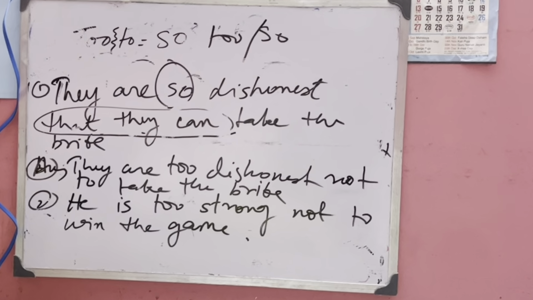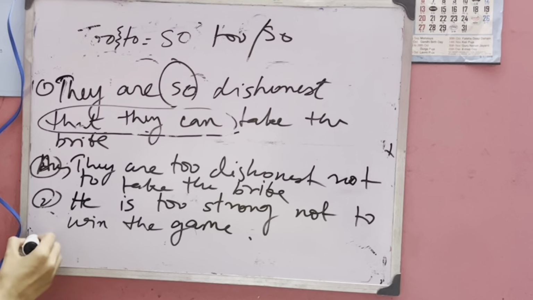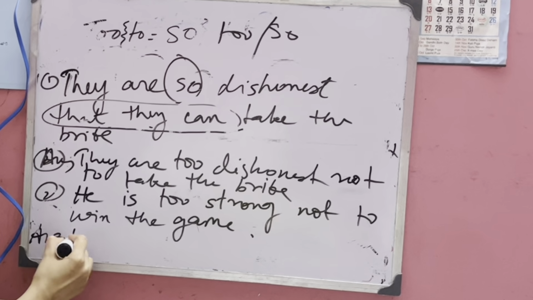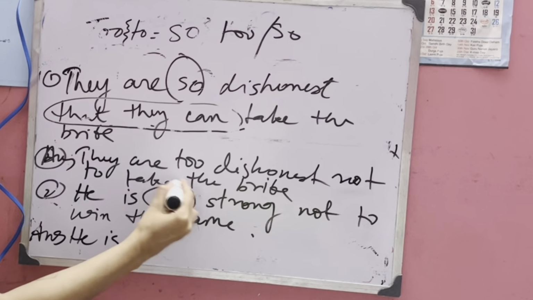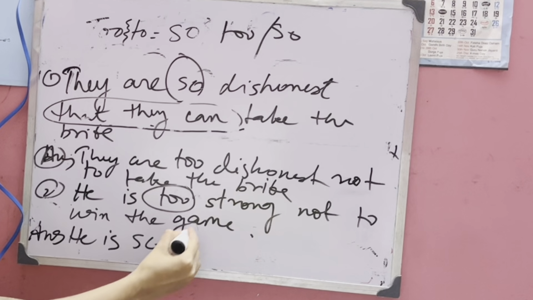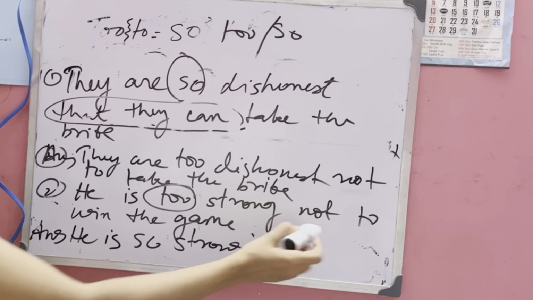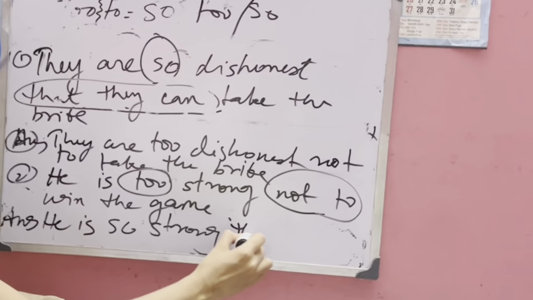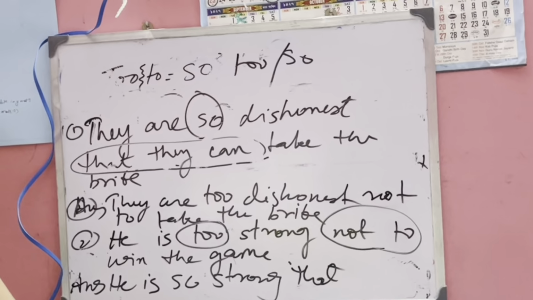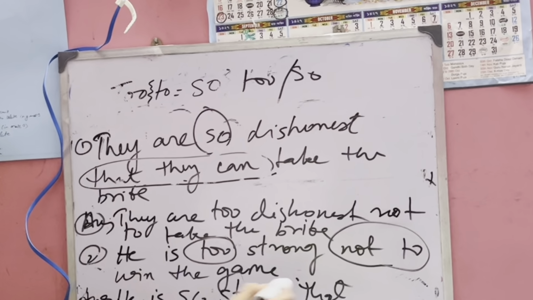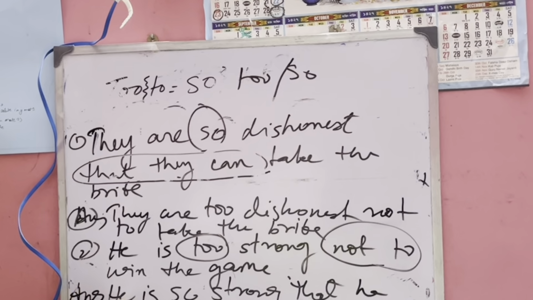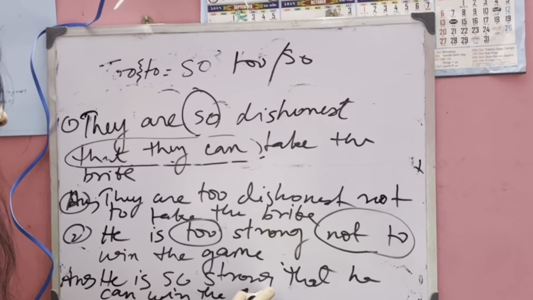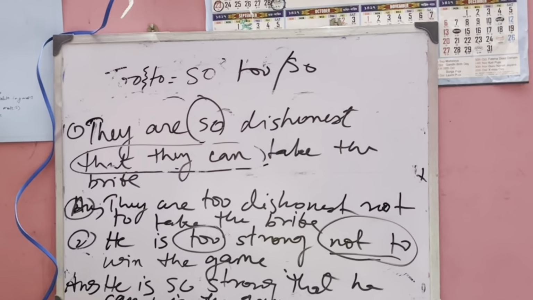Now the next question. He is too strong not to win the game. You can pause the video and try to do it yourself. He is so strong. To will be replaced by so. He is so strong. Again, it's a negative sentence, right? So he is so strong that, since it was not to, we won't write he cannot. We will have to write he can win the game.